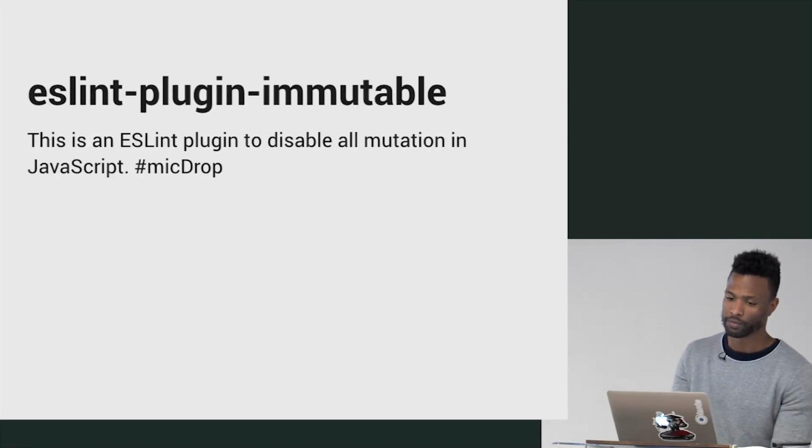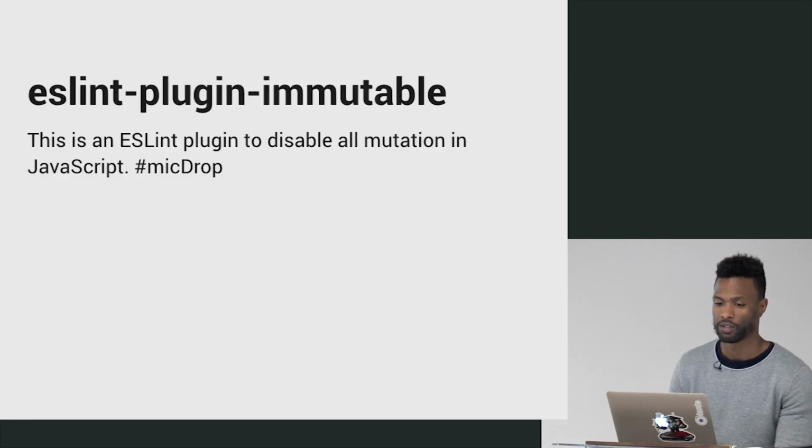ESLint plugin immutable. I haven't used this one yet. Lucas put me onto it. It's a plugin that will disable all mutation in JavaScript. So it's just a linter plugin that will light up like, yo, you're changing stuff, fix that. I haven't checked it out yet, but if it works, it sounds pretty cool.